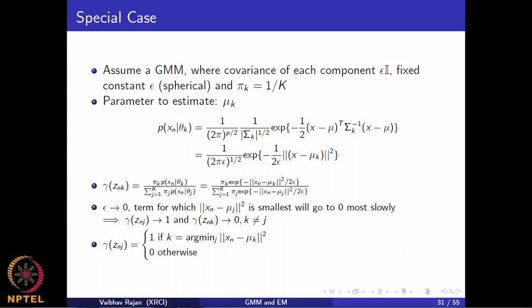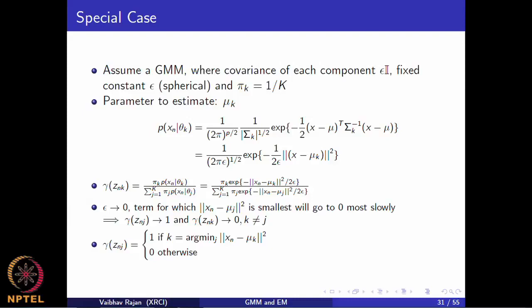Now, if you look at this expression and see what happens to the denominator as epsilon tends to 0. Okay. As epsilon tends to 0, the term for which this difference is smallest will go to 0 most slowly. Right. And so, the responsibility will tend to 1 for that particular jth component here, because the numerator will be equal to the denominator in the limit, and for all others the responsibility will go to 0, right.